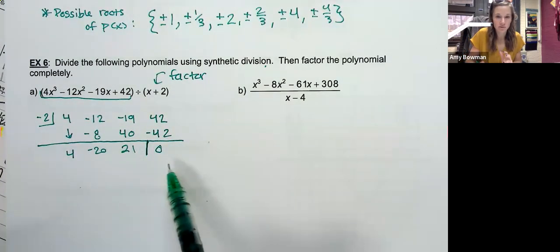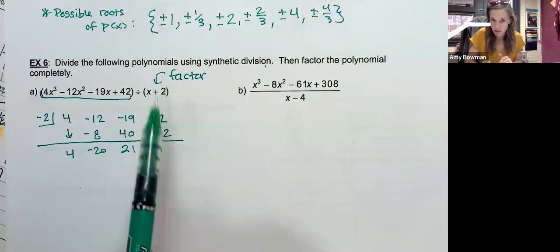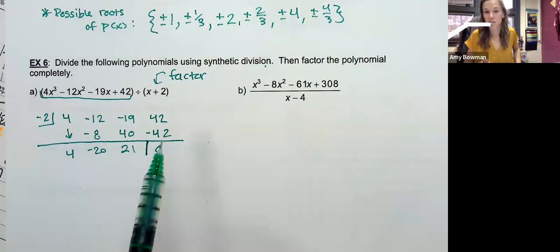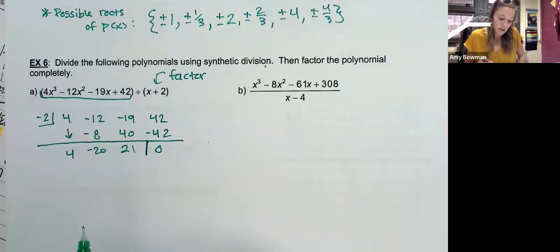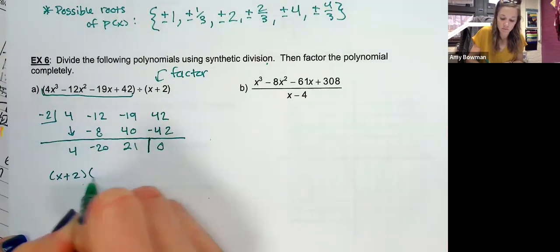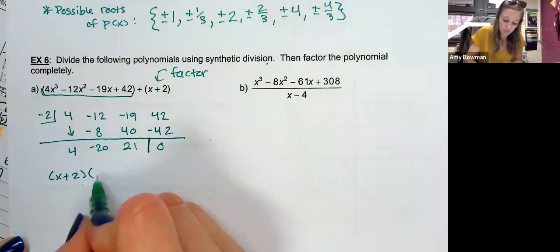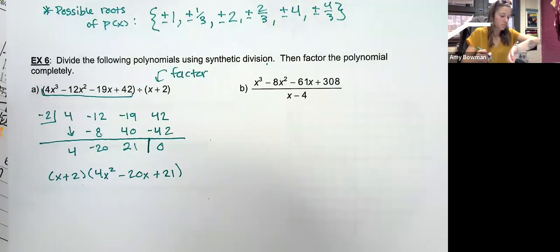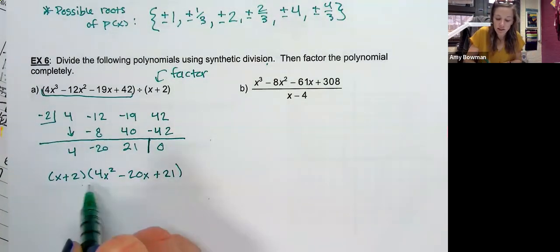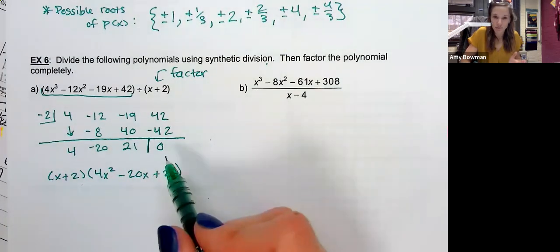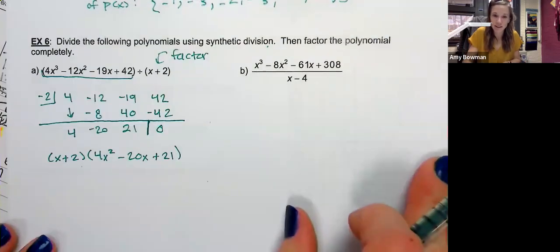Again, if I'm sure that x plus 2 is a factor and I don't get 0 as a remainder, that's a red flag that something has gone wrong. You should absolutely expect the remainder to be 0 if we know something is a factor. So what we've done now is partially factor our original. We factored it down to x plus 2 times this quadratic result, 4x squared minus 20x plus 21. And then I just need to continue factoring this quadratic.